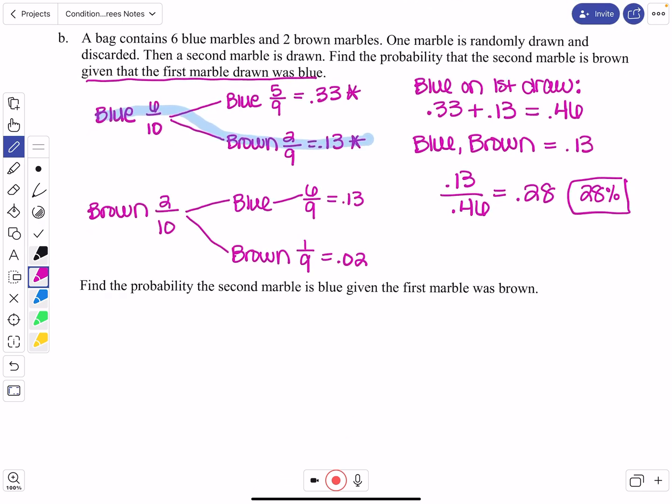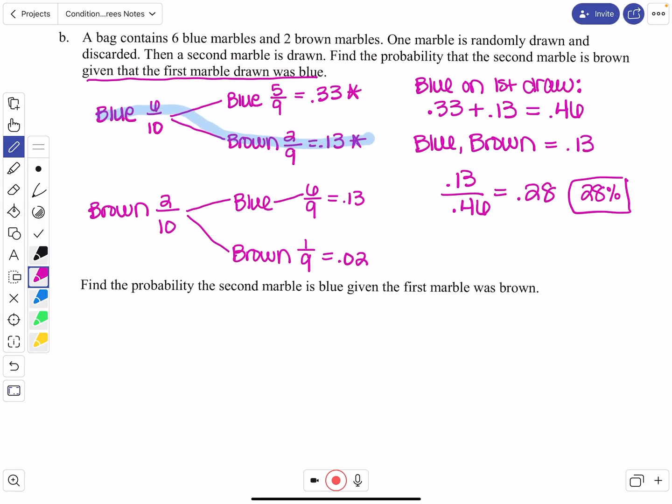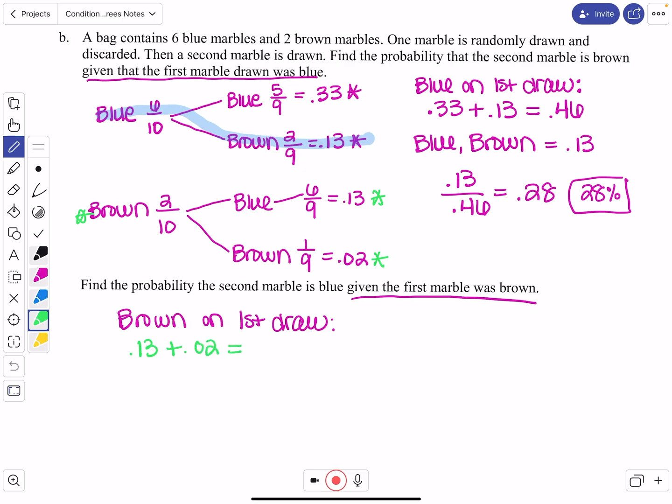Okay, so then the second part of this question: find the probability the second marble is blue given the first marble was brown. Okay, so brown on first draw happened these 2 ways. So this was brown on the first draw, so I would do 0.13 plus 0.02. So that was going to be 0.15.